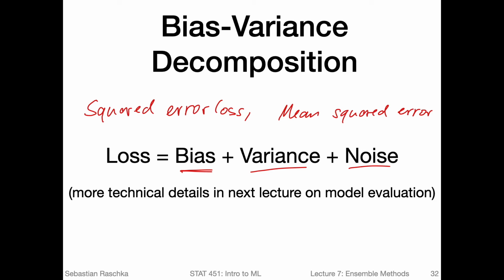We will discuss this in more detail later on, and in this video we briefly look at the squared error loss for regression, not for classification, because classification is a little bit trickier because we have the 0-1 loss. There are a bunch of papers by Tom Dietterich and I think Pedro Domingos who worked on the 0-1 loss decomposition, but it's a little bit more complicated. So here we are only using the squared error loss, but the broader concepts also apply to the 0-1 loss.